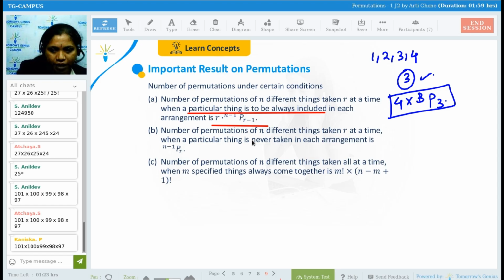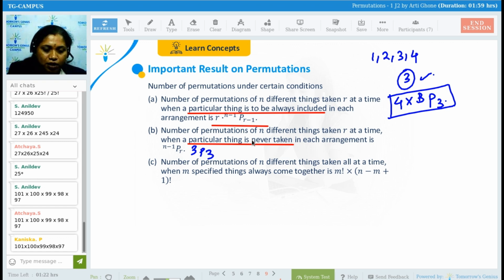Number of permutations of n different objects taken r at a time when a particular thing is always excluded, never taken. If 3 is never taken, then what will be the answer? 3P3, right? It can't work with n minus 1 Pr here, since that would become 3P4, which is not possible. So for this scenario of digits, it must be 3P3.